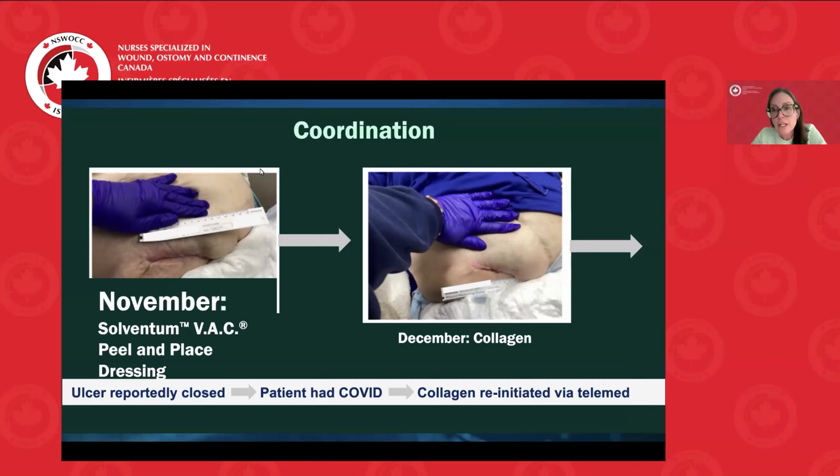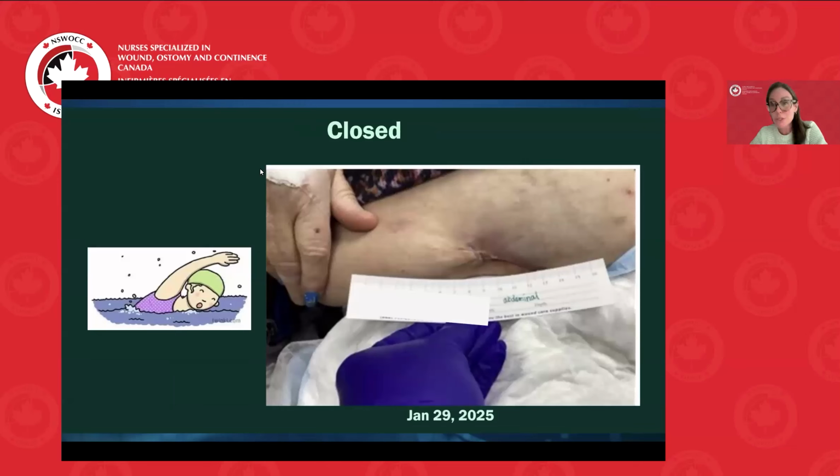About 1 month later, we started her on collagen. She was doing really well, closing really well. Unfortunately, she got COVID. We were still communicating with her home health nurse. She had closed immediately prior to having COVID. When she got COVID, we all know that remote infections, right? When your body's fighting something, it's going to let the wound kind of take second stage. So she subsequently reopened. We were able to start a collagen dressing via telehealth. And then she did go on to close and was able to get in the pool.